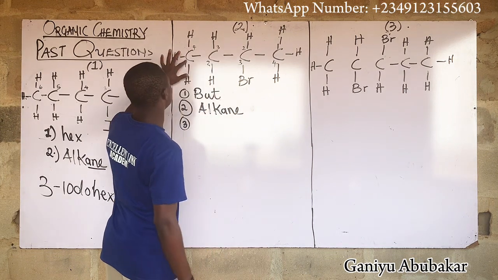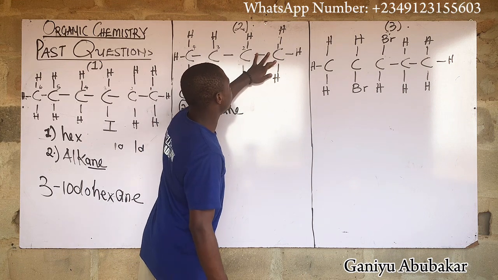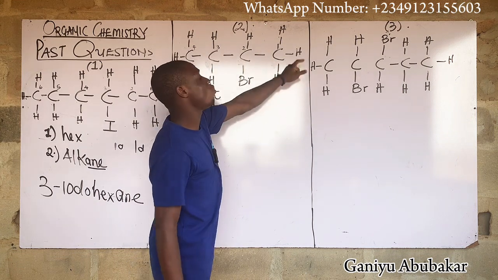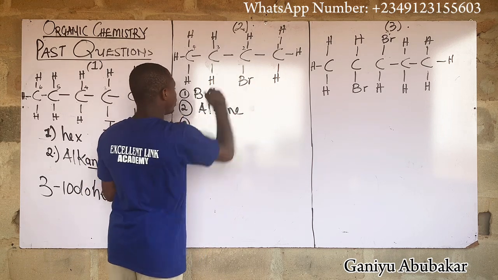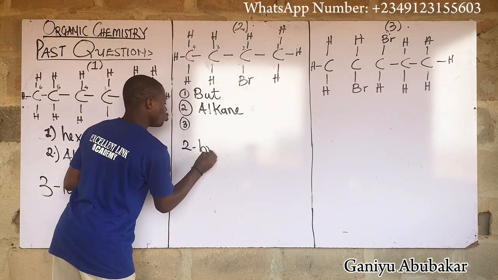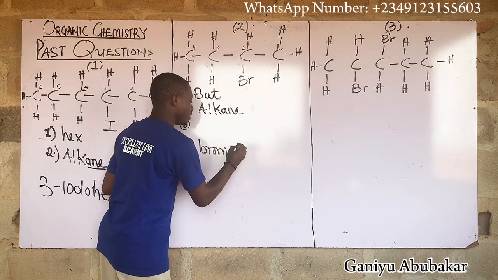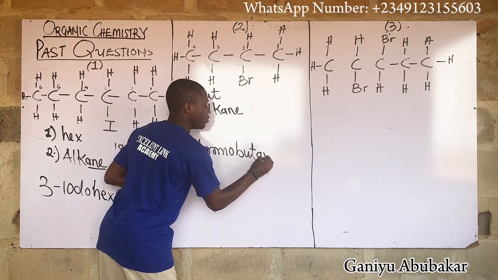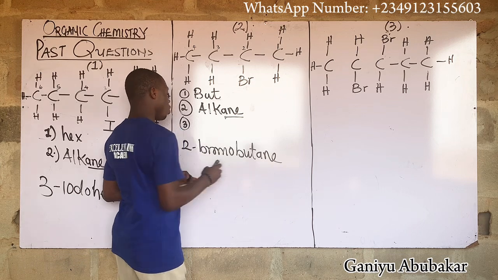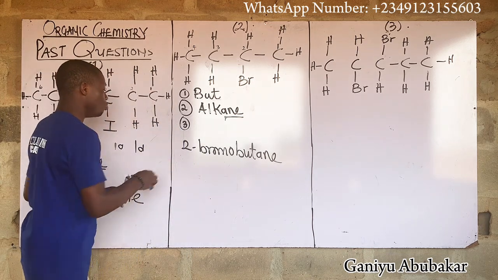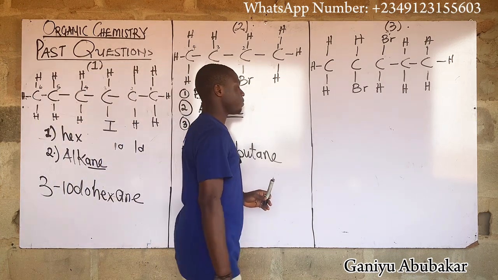So I will eliminate the lower numbering. I will discard it. Sorry, I will discard the upper numbering, and I'll go with the lower numbering. So we said show the position of the substituent. So it becomes a 2-bromo-butane. So this is the but here, and this last ane becomes, this compound is called 2-bromobutane.